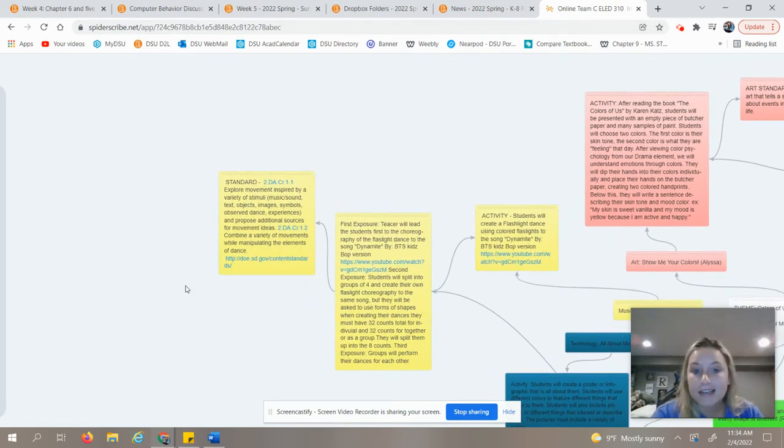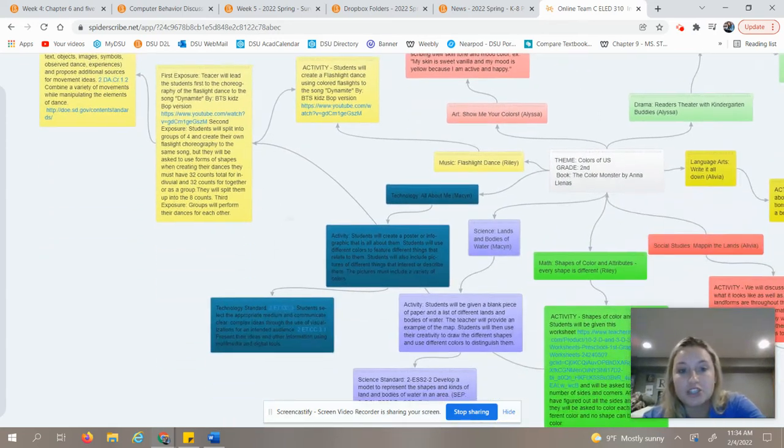And the standards that I tied them to are 2-DA-CR-1-1, which is explore movement inspired by a variety of stimuli: music, sound, text, objects, images, symbols, observe dance experiences, and I will provide additional sources for movement ideas, which I did with my shapes. I also tied it to another standard, 2-DA-CR-1-2, which is combine a variety of movements while manipulating the elements of dance.